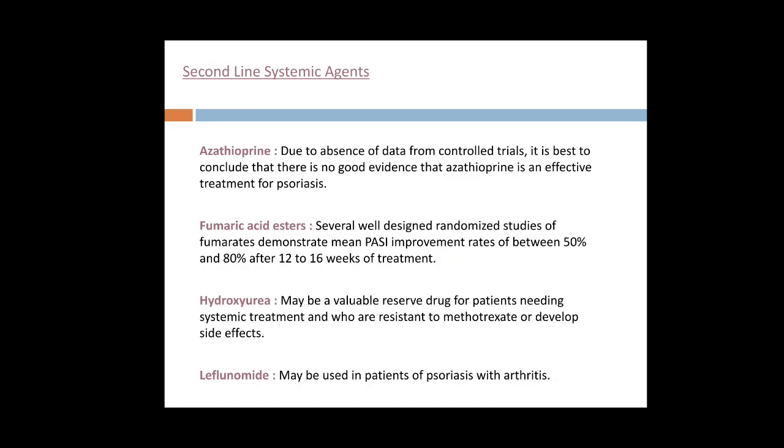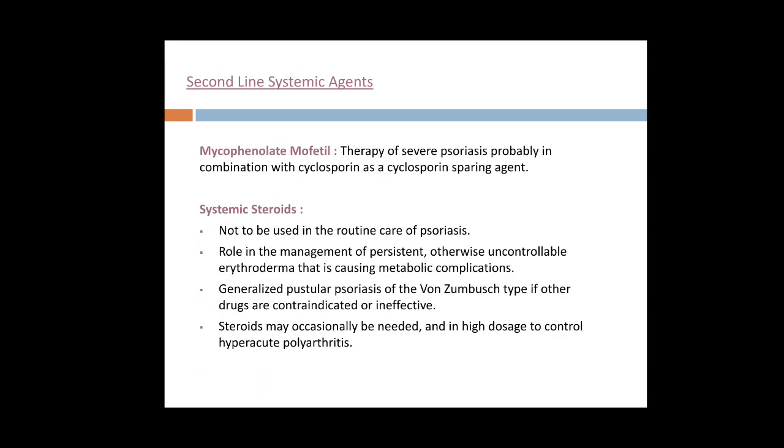Other systemic drugs which can be used are azathioprine, fumaric acid esters, hydroxyurea, leflunomide, and mycophenolate mofetil. Steroids should always be avoided in patients with psoriasis because this will cause exacerbation of the lesions on tapering of steroids. But there are a few conditions where systemic steroids should be given, weighing the risk-benefit ratio. Among them, a patient with hyperacute polyarthritis, severe generalized pustular psoriasis, or erythrodermic psoriasis, which requires decreasing the complications at the moment, should be given for a shorter duration and stopped immediately.